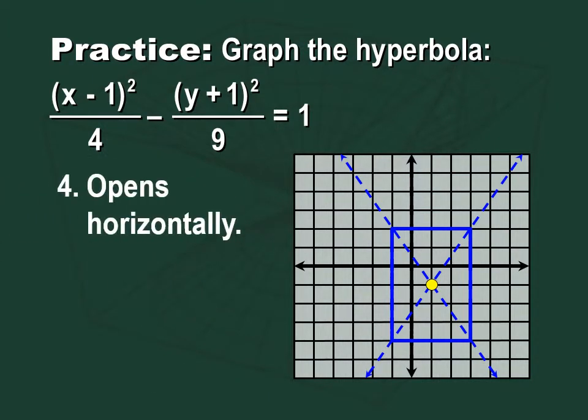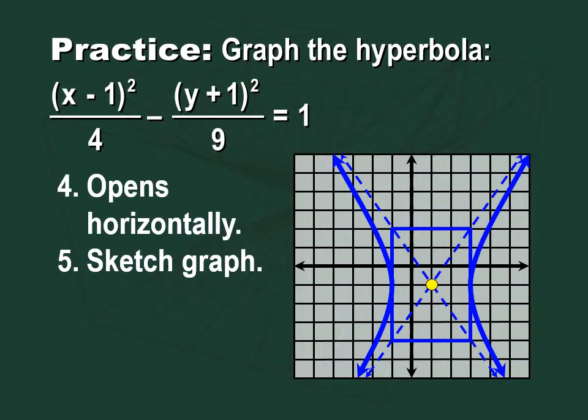Now we know it opens horizontally, so you're going to use your asymptotes to guide you in sketching the graph. The graph is going to go right along those asymptotes, and it's not going to cross over into your fundamental rectangle. So again, your asymptotes help guide you, and the graph is not going to cross over into the fundamental rectangle. Awesome. All right.